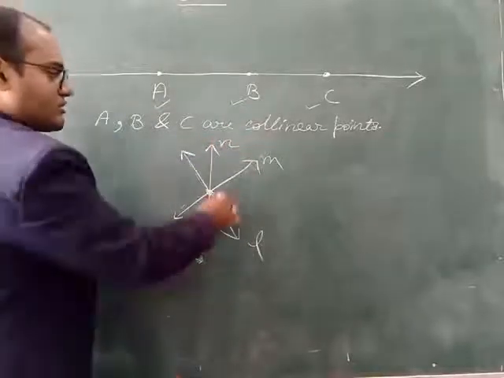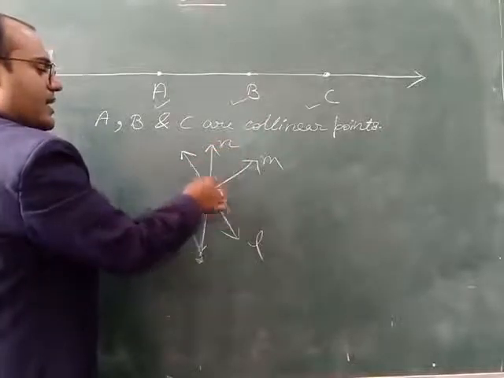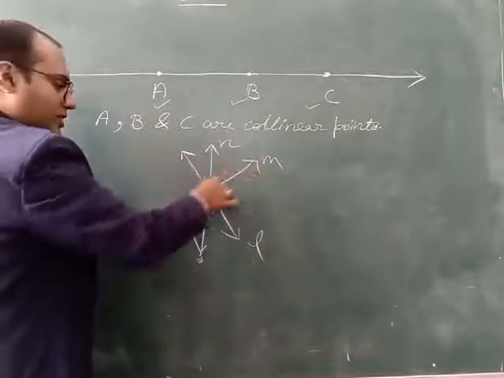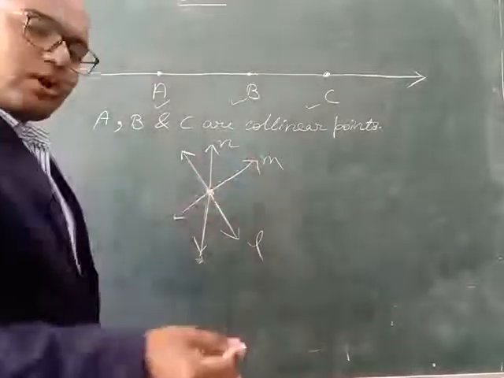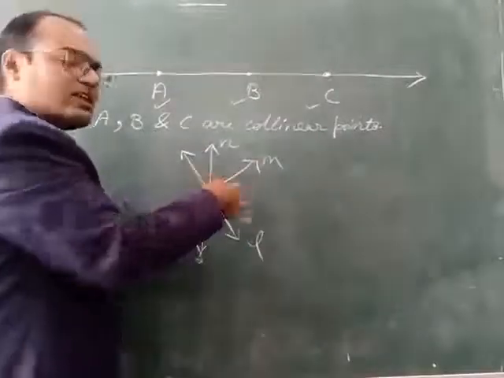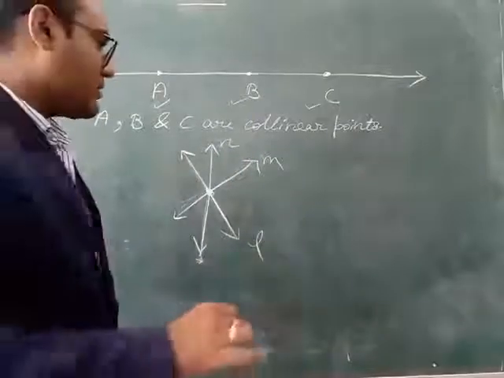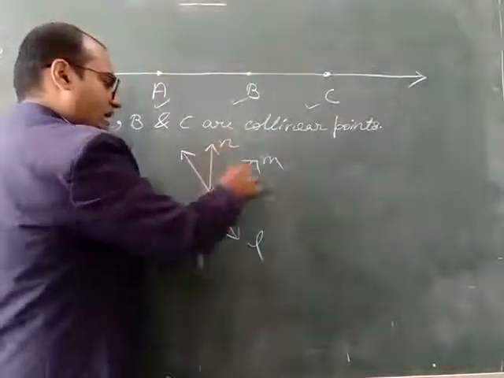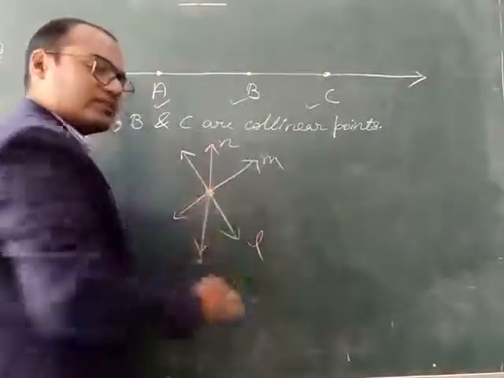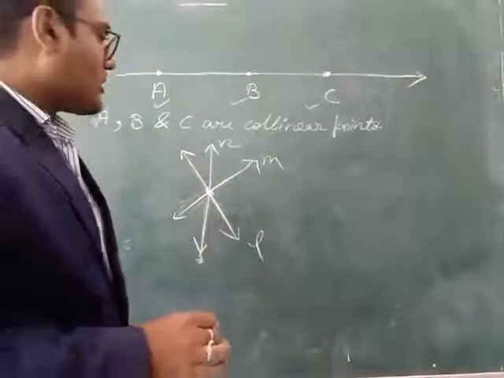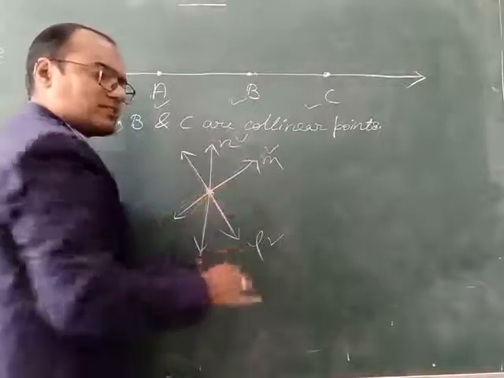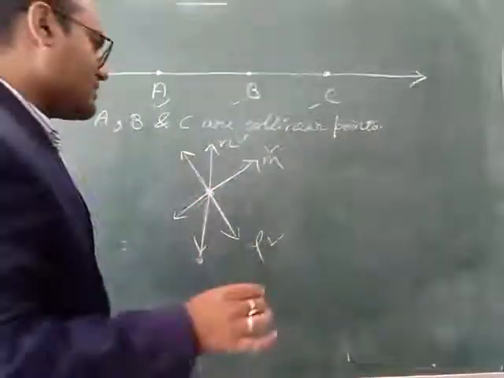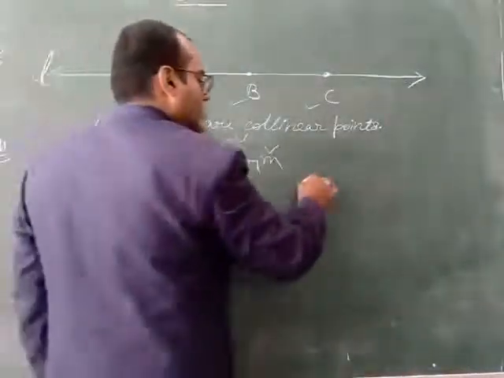The point of intersection of N line and L line is this one, and the point of intersection of M and L line is also this one. That means the point of intersection of all these three lines is the same. These three lines are intersecting at the same point. So such lines which intersect at the same common point are known as concurrent lines.